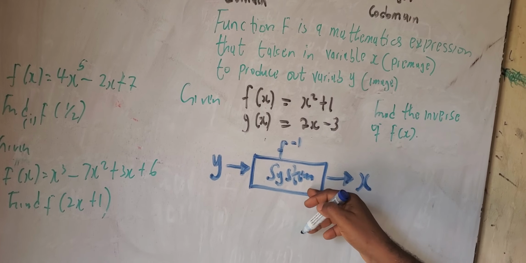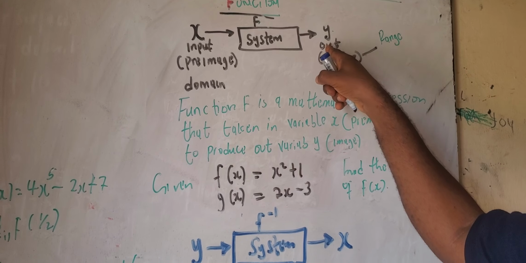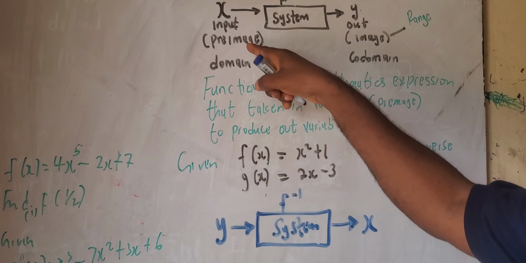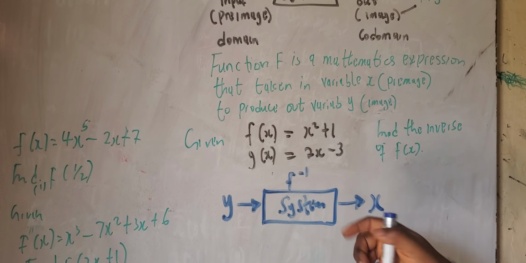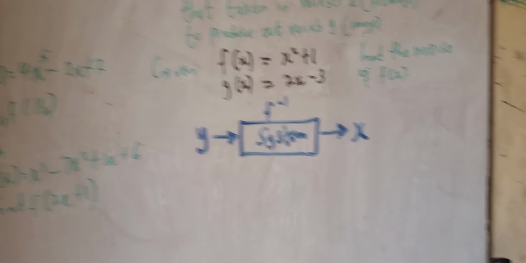So it's saying that instead of this image, now in this case of the inverse function, our image is now the input, while our pre-image is now becoming the output. That's the idea of inverse function, and this is the process of finding the inverse function.